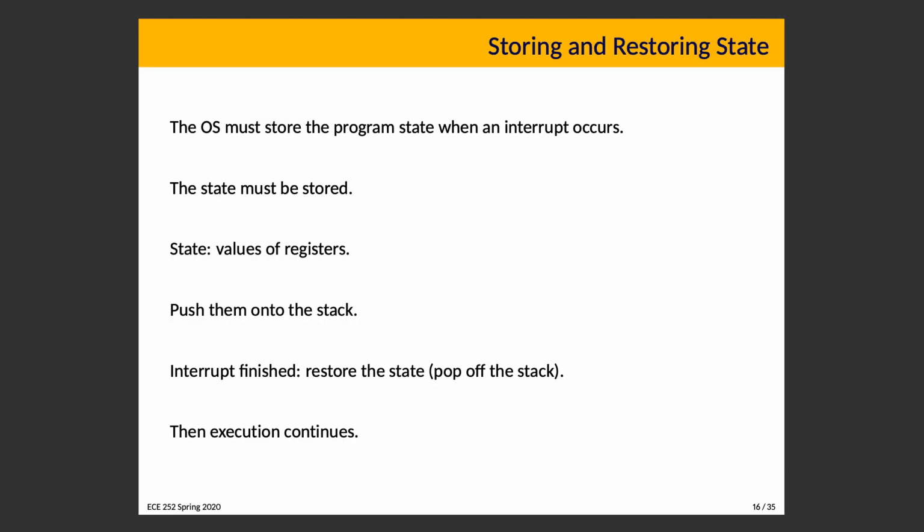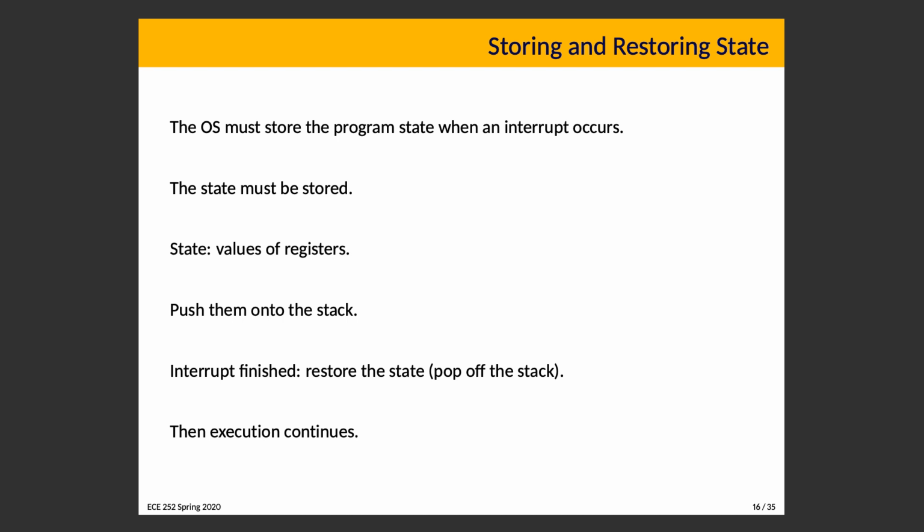So I've talked about storing and restoring state. The operating system is responsible for storing the program state when an interrupt occurs. It has to be put somewhere. The state that is interesting here is the state of the CPU, that is, what it is doing, and that state is the values of the registers, the program counter, the instruction register, the general purpose registers. If we just take good notes and write all of those things down, then we have everything we need to resume the execution when the interrupt is handled.